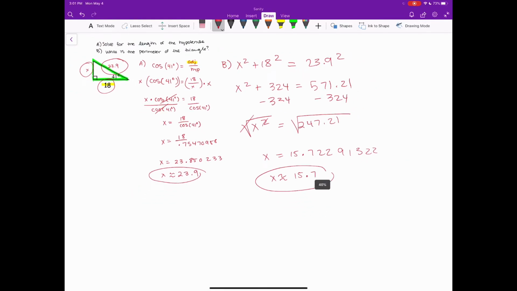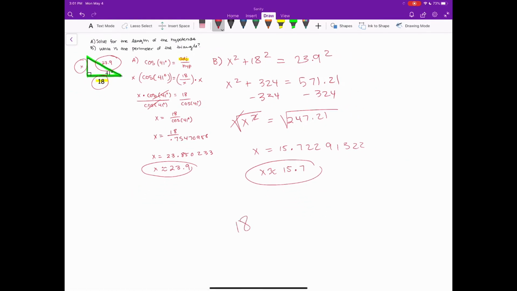All right. We know one side length of 18. We just solved for another side length of 15.7. And we just found that our hypotenuse was 23.9. Add those all together to find your perimeter. And I got a perimeter of 57.6. All right. So if you've got a right triangle and you're asking for perimeter, and you know maybe some information about an angle and a side, you could use some trigonometric ratios in order to solve for all the other sides, which I think is pretty darn cool.